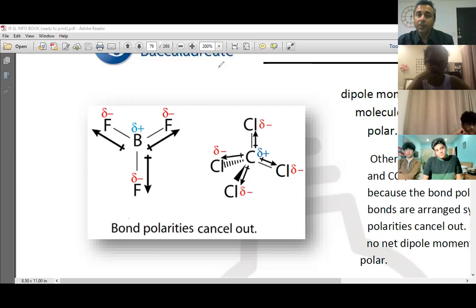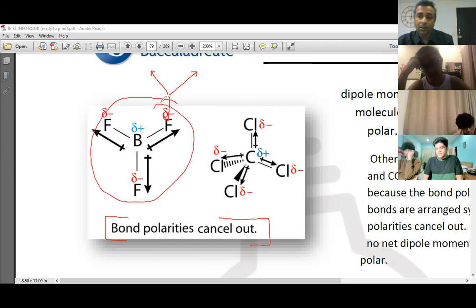But if you see the polarity, the vectors are in opposite directions. One is in this direction, the other is in this direction, and the third is in this direction. So all three will cancel out each other's dipole. The bond polarities cancel out here, so BF3 as a whole is a non-polar molecule.